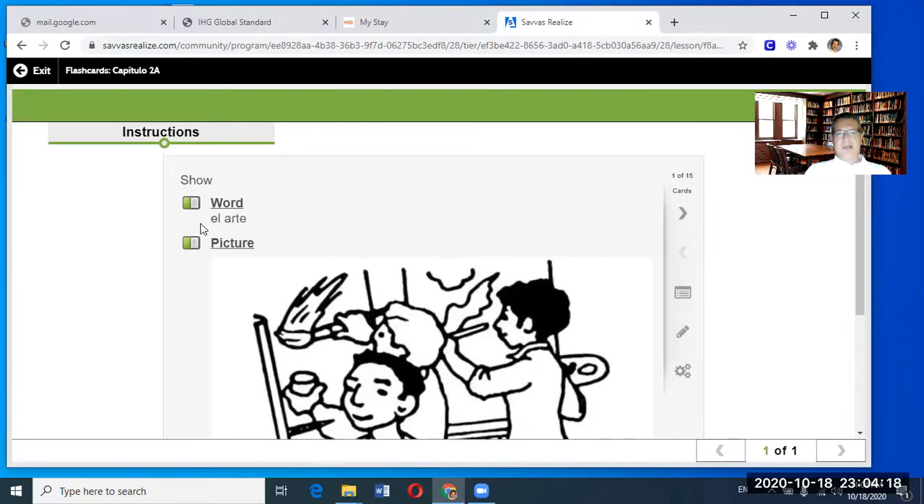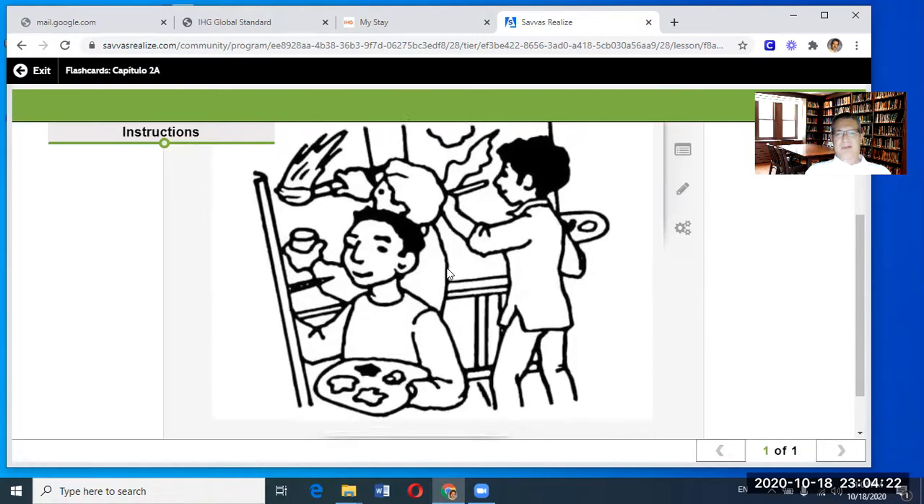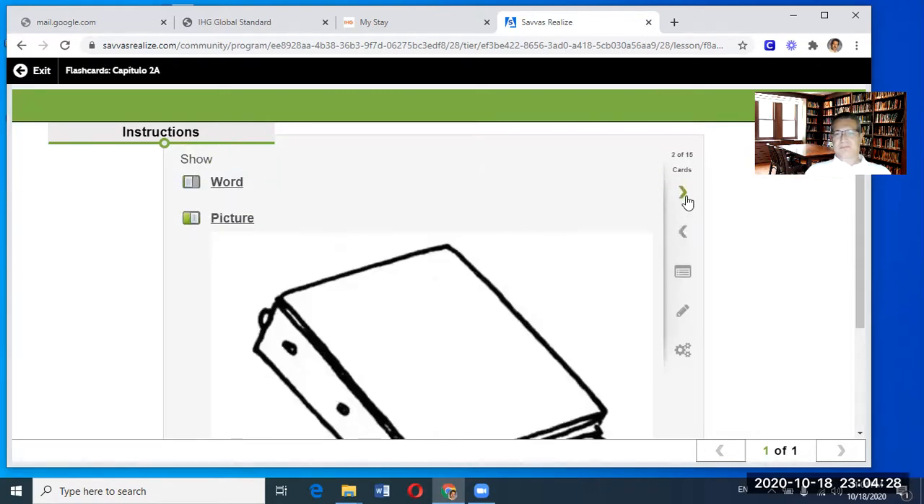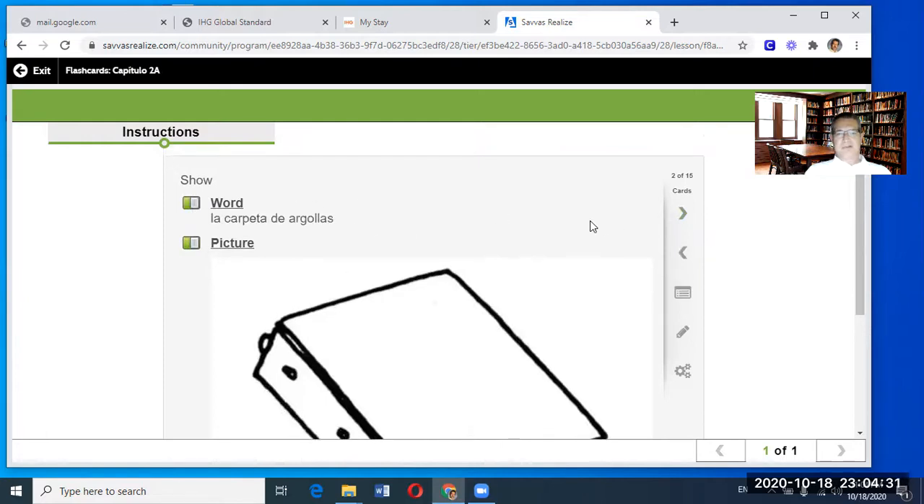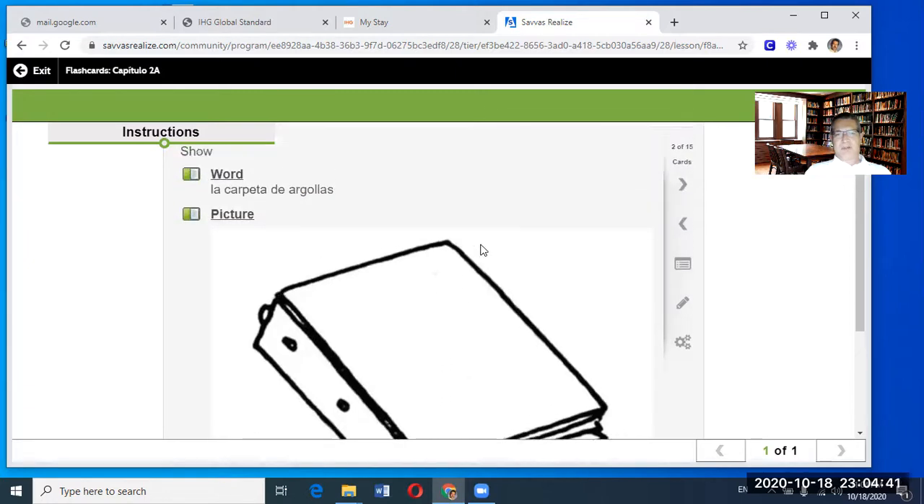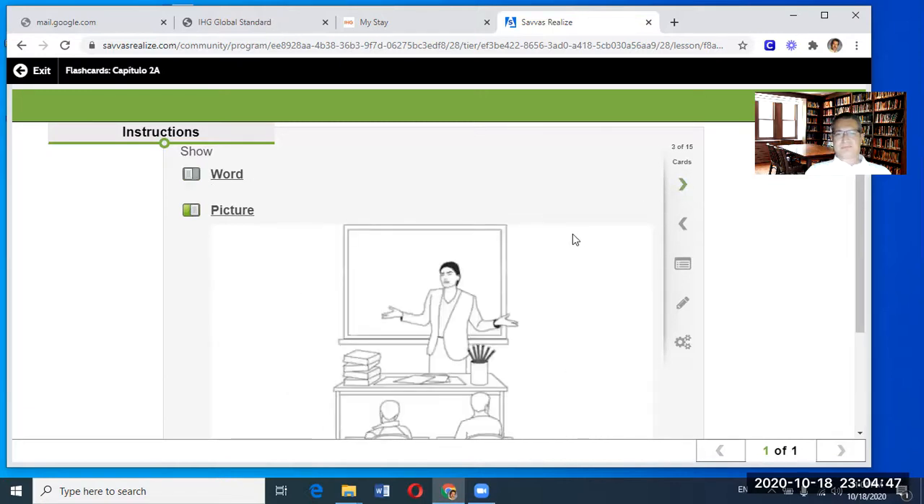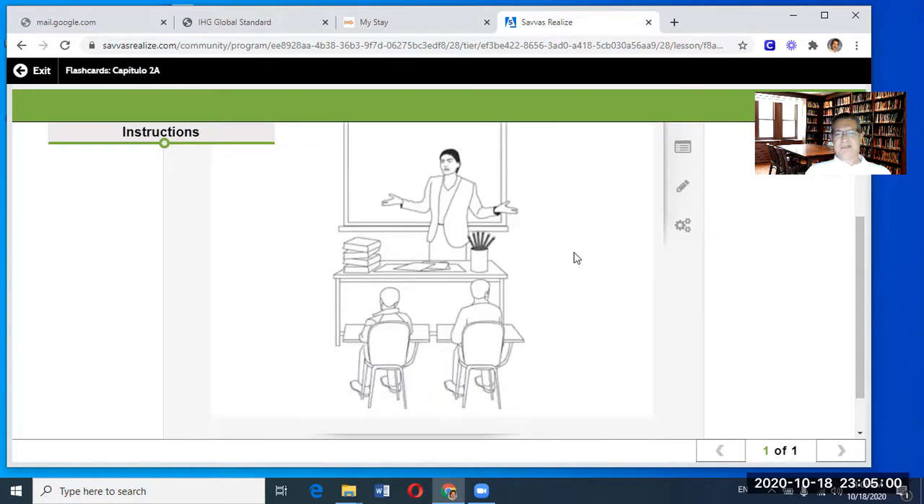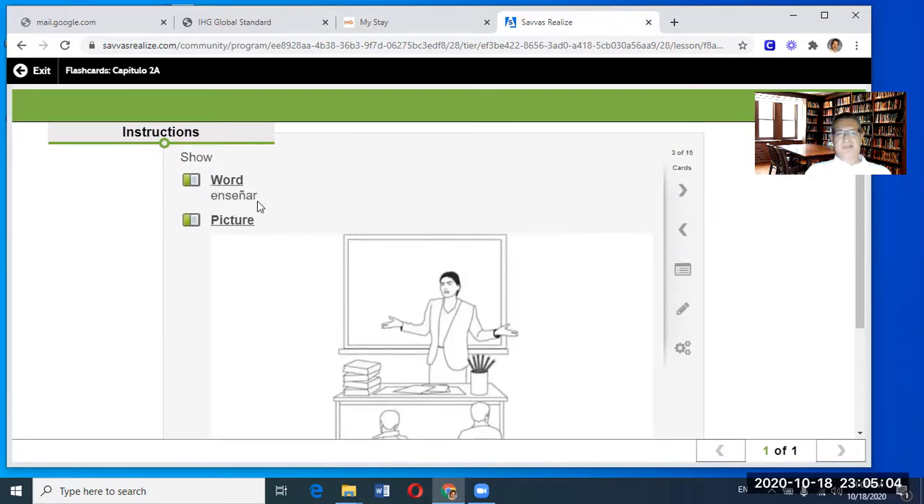The Spanish word is el arte, art. El arte. The second word is la carpeta de argollas, the ring folder. La carpeta de argollas. To teach. This is an AR verb, enseñar, to teach. Enseñar.